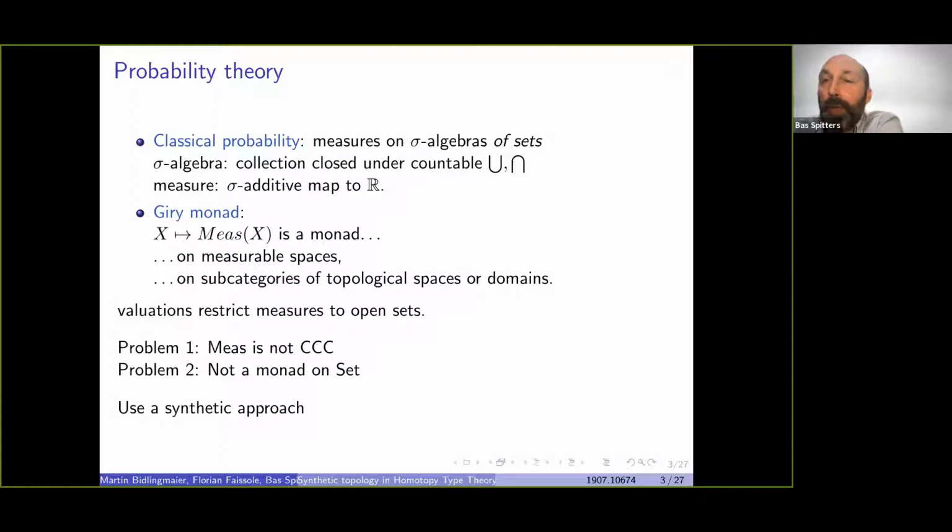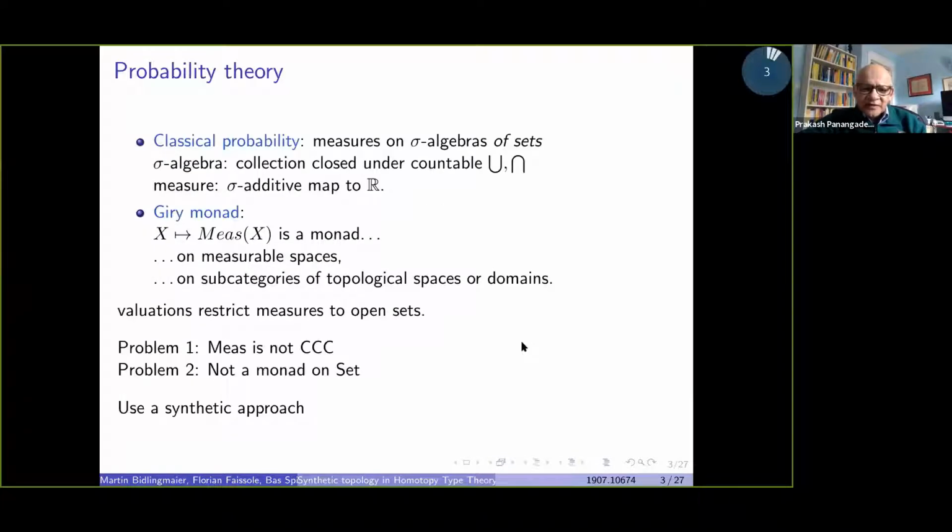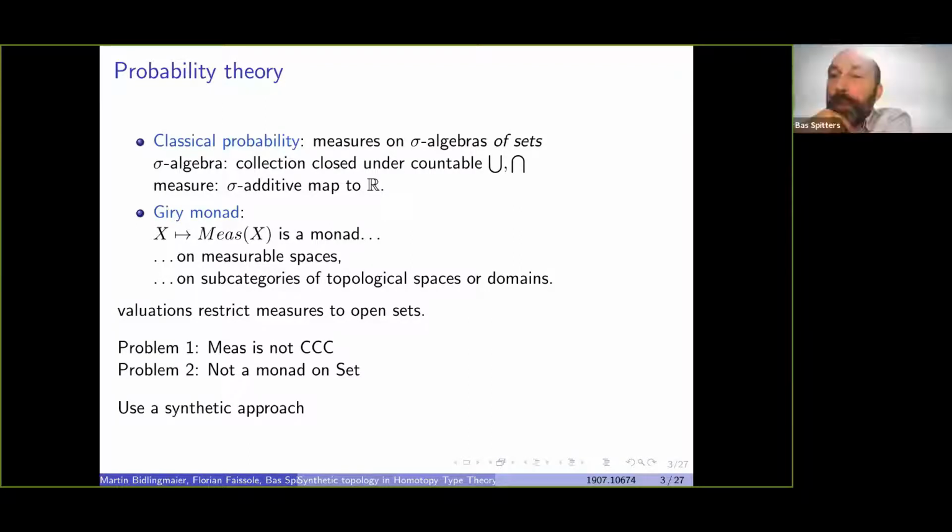And what we're doing is using a synthetic approach, and this is common in category theory, but specifically I want to... Can I interrupt for a minute? Yep. On your previous slide, you defined sigma algebra as closed under countable unions and intersections, but not complement. So I'm wondering if that's a typo. Oh yes, that's an omission. Thank you. Of course, that should also be the complements. Okay, fine. Thanks.